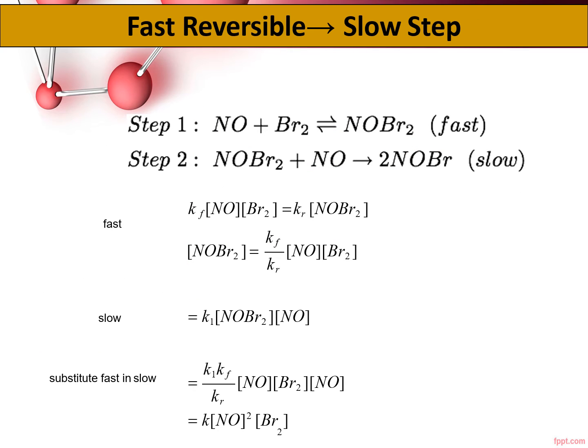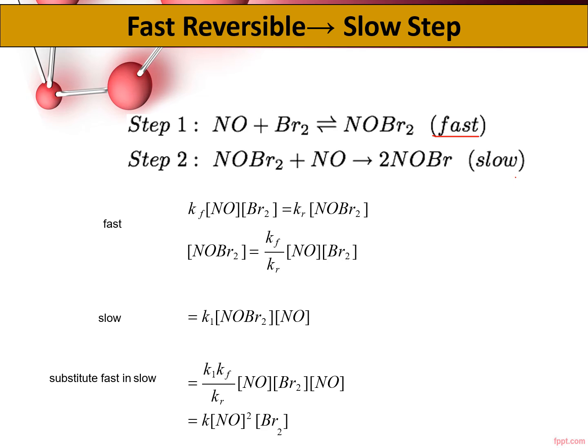How about if you have a reversible reaction? Say you have a reversible equation like step 1, and a normal reaction like step 2. For any reversible step, it becomes so fast, because equilibrium happens here. NO2 plus Br2 produce NOBr2, and from NOBr2 it can produce Br2 and NO. So the reaction is very fast.